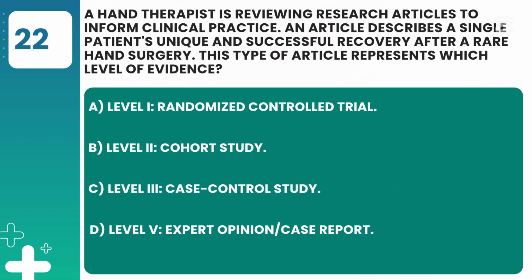Question 22. A hand therapist is reviewing research articles to inform clinical practice. An article describes a single patient's unique and successful recovery after a rare hand surgery. This type of article represents which level of evidence? A. Level 1, randomized controlled trial. B. Level 2, cohort study. C. Level 3, case control study. D. Level V, expert opinion/case report.